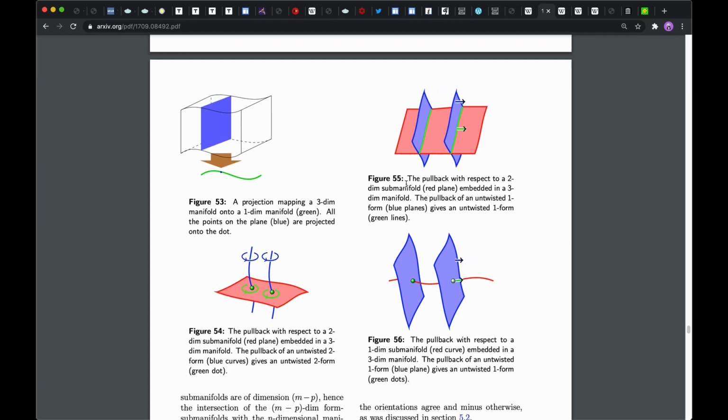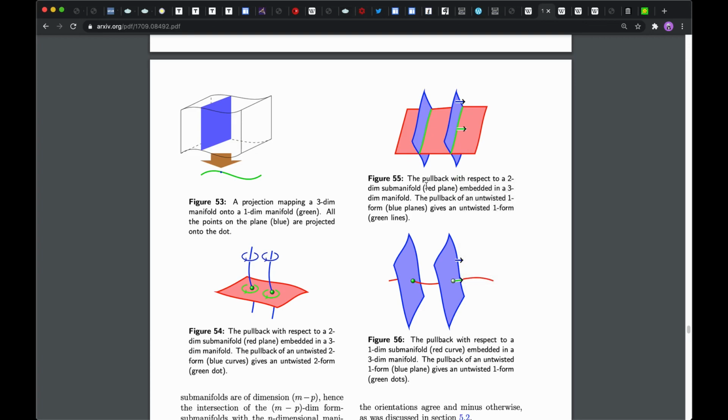And in figure 55, we also have the pullback with respect to the two-dimensional submanifold, the red plane, embedded in a three-dimensional manifold. So we have that one-form, blue planes in 3 dimensions. We intersect those with the embedded submanifold, the red plane, and we obtain those green lines here. And now we are preserving the original orientation for those, and we obtain the one-form in the red plane, which is the green lines there. So we will obtain those green surfaces.